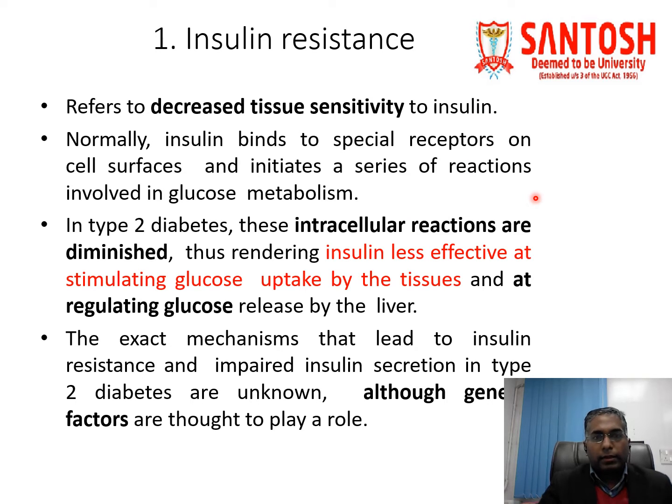So we'll discuss insulin resistance one by one. It refers to decreased sensitivity to insulin. Normally, insulin binds to certain receptors on the cell surface and initiates a series of reactions involving glucose metabolism. In type 2 diabetes mellitus, these intracellular reactions are diminished, thus rendering insulin less effective at stimulating glucose uptake by tissues and at regulating glucose release by the liver. The exact mechanism that leads to insulin resistance and impaired insulin secretion in type 2 diabetes mellitus is still mysterious, although genetic factors are thought to play a role.